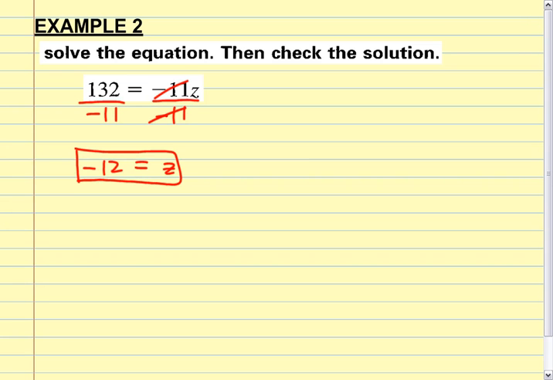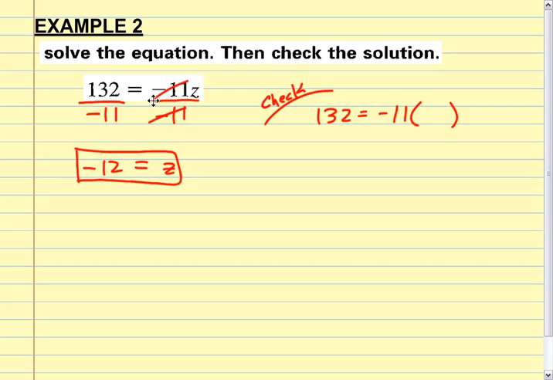Now that's the solution that I got. I need to check my solution. So I'm going to write the word check, and I like to underline it because that means that all the stuff below it is going to be my check work. I do the same thing. Now, I'm going to rewrite the equation. 132 equals negative 11, but I'm not going to write z. I'm going to write parentheses.